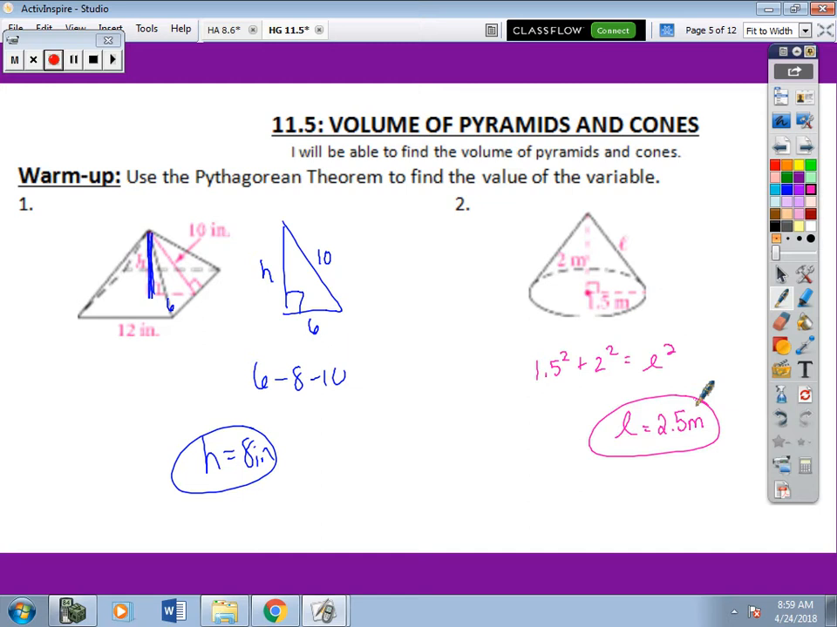Okay, so whenever we did pyramids and cones for surface area, remember we needed the slant height. Today we're going to need the actual height. So if they give you the slant height, you're going to have to work backwards to find the height, whereas the other day we wanted the slant height. So you just have to pay attention to your formulas.